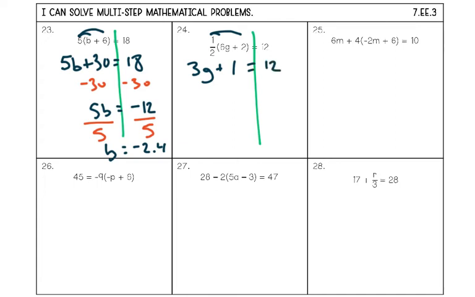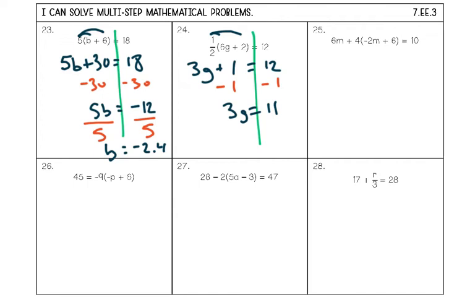Now I'm going to look for the variable g, and I'm going to undo all the operations being done to it. So if I knew what g was, I would multiply by 3, then add 1. So I've got to get rid of those things in reverse. I'm going backwards. So I'm going to subtract 1 to get rid of the plus 1. If I do it to one side, I have to do it to the other. So I'm left with 3g equals 11.